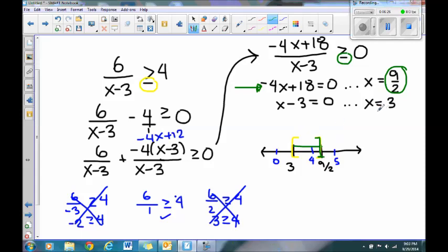But remember where the 3 came from. The 3 was the value that made that fraction undefined, which means regardless of the symbol that we're given, whether or not that equal to bar is there, I can't ever use the number 3 because it makes me divide by 0. 3 is not in the domain, so even if I was down here, even if I was up here with my solution set, I have to stay away from 3 because it makes me divide by 0. So the solution set for this inequality are just the values between 3 and 9/2, not including 3, but including 9/2.